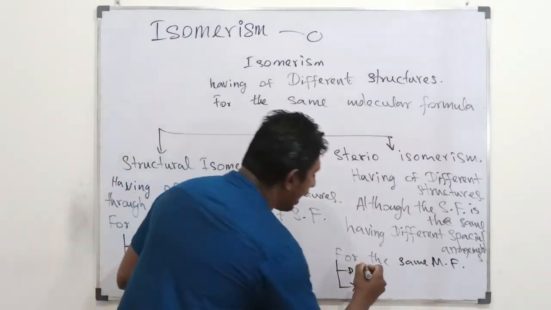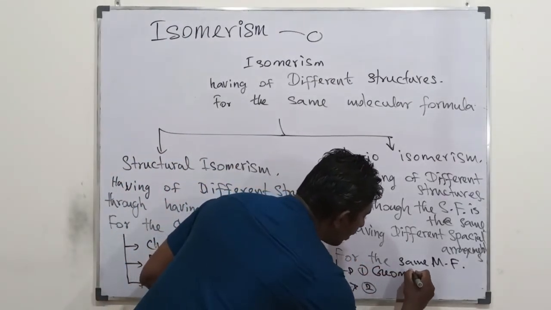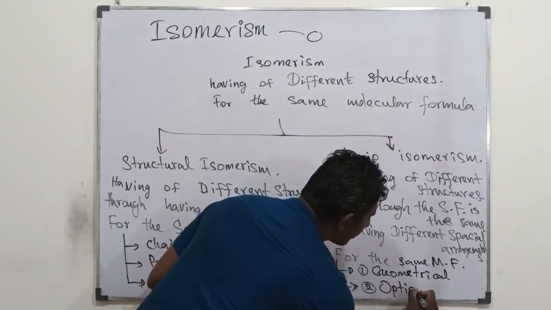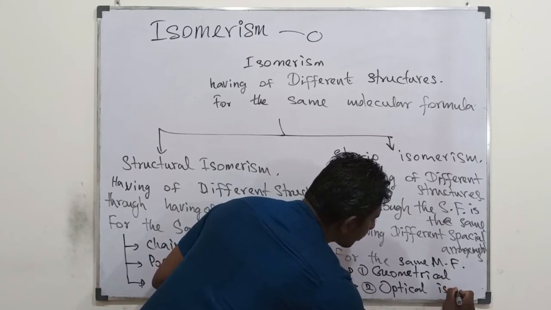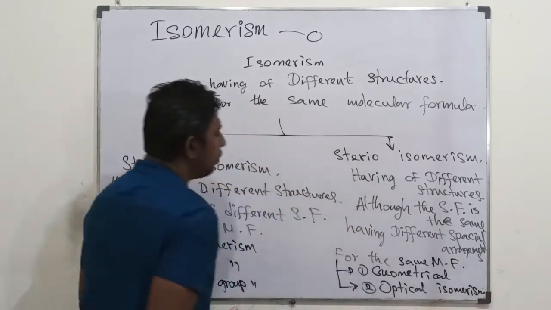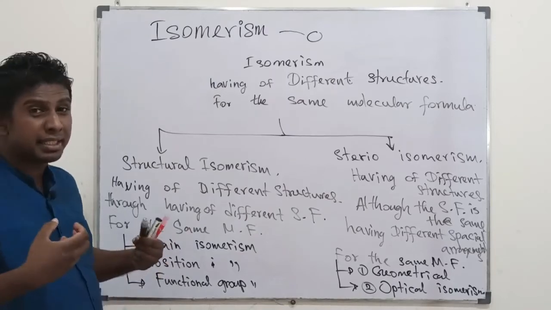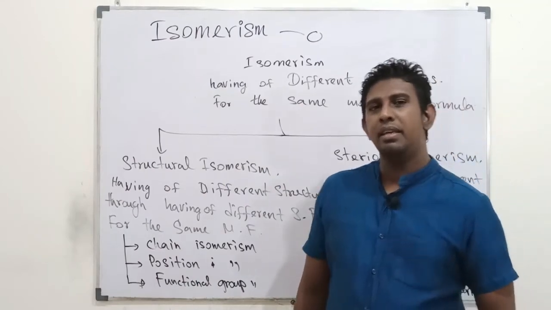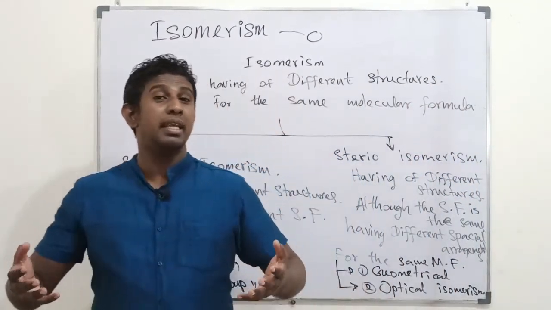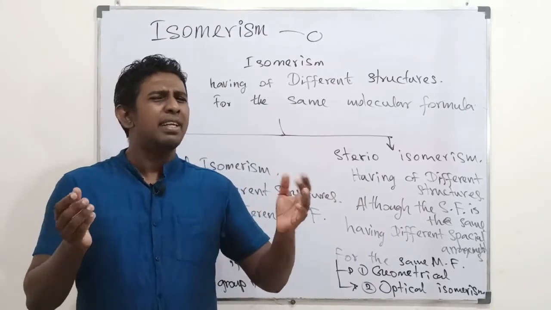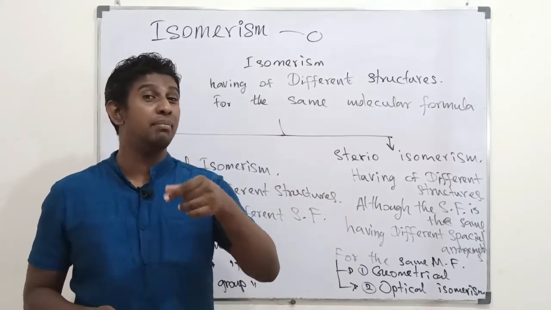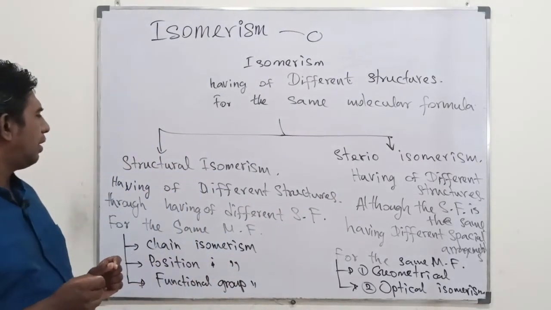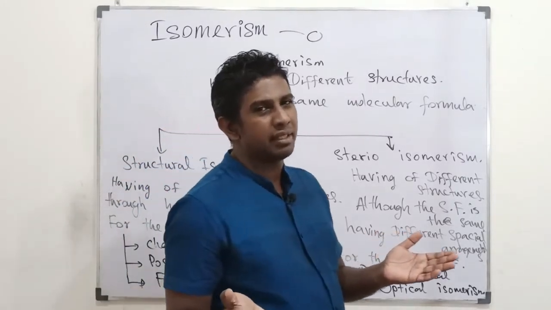So, students, we have geometrical isomerism as well as optical isomerism. Those are what we have in this lesson on isomerism. Again, isomerism is the existence of different compounds, different structures, for the same molecular formula.